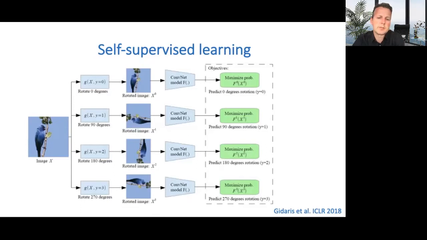Here is a paper from ICLR 2018, where there was a self-supervised approach using a pretext task of rotating images. By rotating an image 90 degrees, 180 degrees, and so on, you sort of create artificial labels, namely the number of degrees becomes the label. And then you can learn your network to predict this rotation.